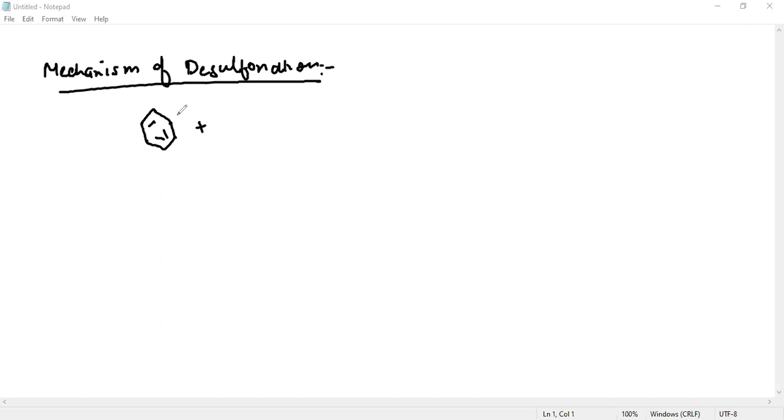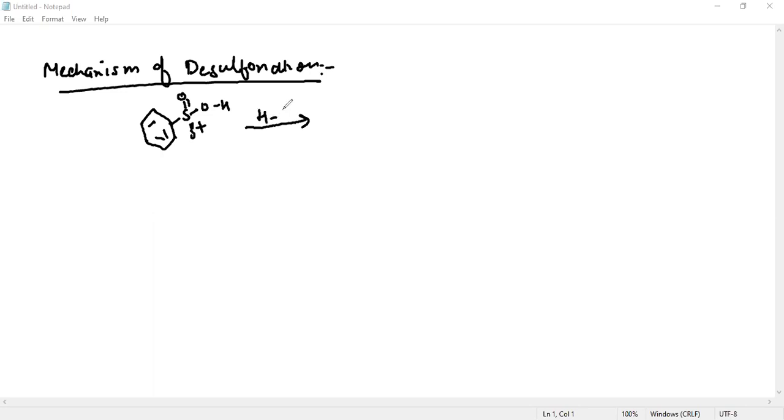So what we have here is your benzene ring with your SO3H group here on the top. So I'm going to draw that. S double bond O here, and OH group here. It is going to react with water.